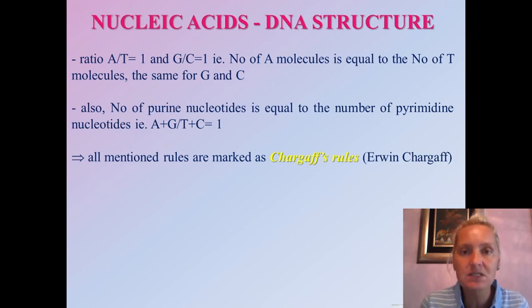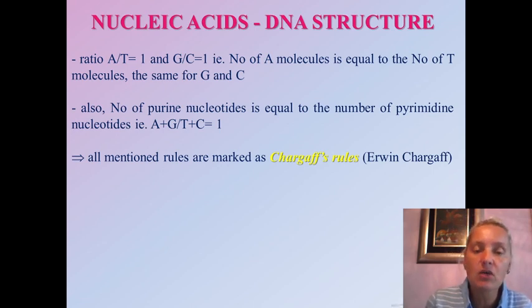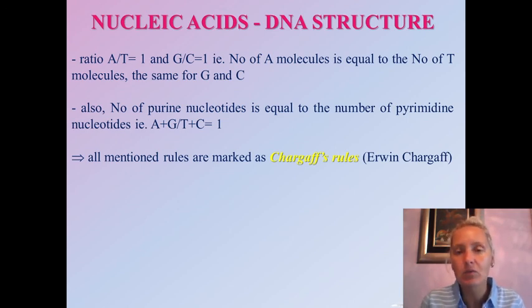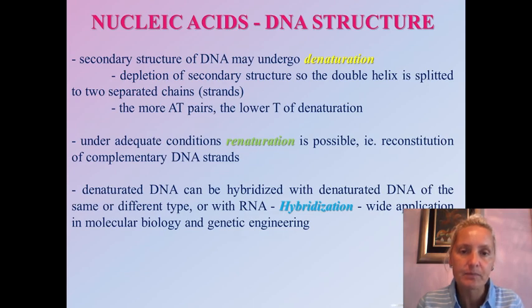Their quantities are equal. The second rule is that the number of purine nucleotides is equal to the number of pyrimidine nucleotides due to the base pairing rule, which means that A plus G over T plus C equals 1. Some of these rules are not applicable to RNA molecules, so they are valid for the DNA molecule only.